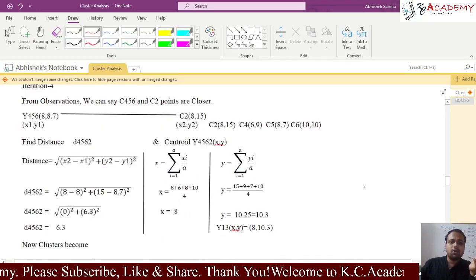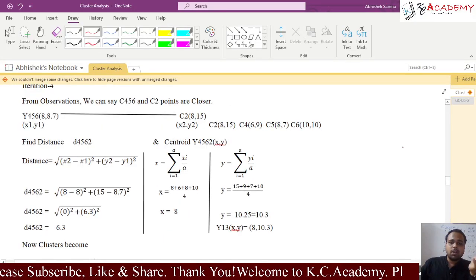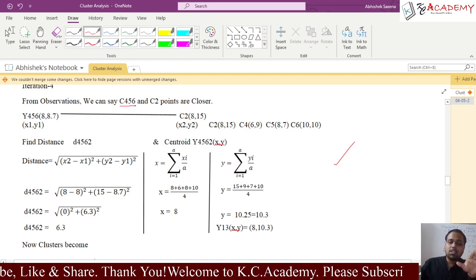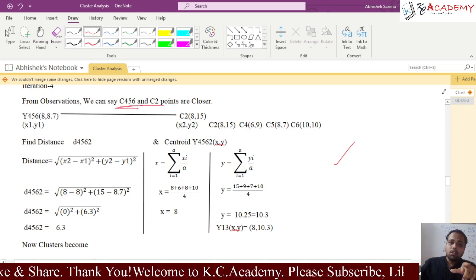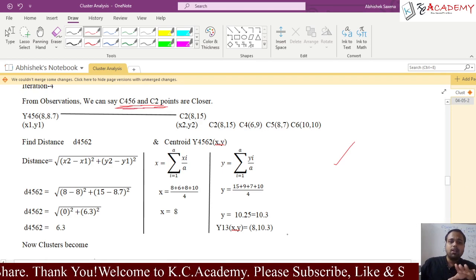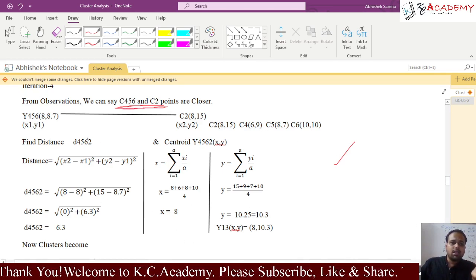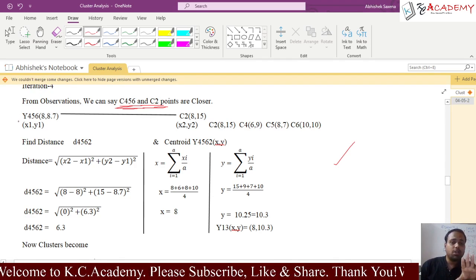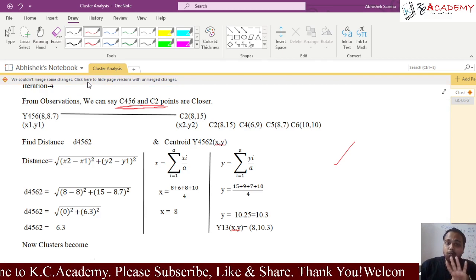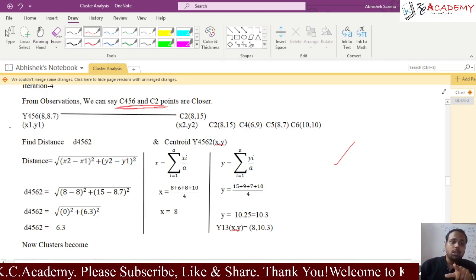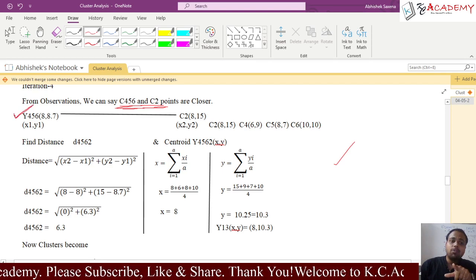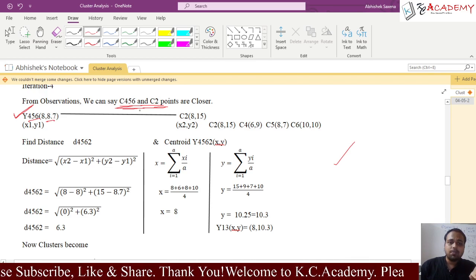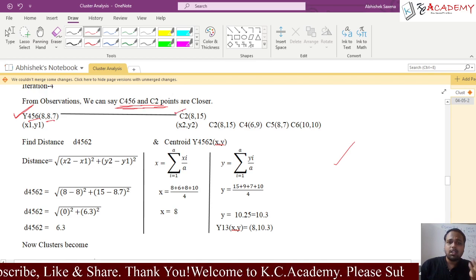I will not explain again, because you can do C456 and C2 the same way. Already you had combined C456. Now the remaining C2 is nearer to C456, so we'll combine C456 with C2. Here C456 is 3 points and C2 is 1 point, so you cannot find distance between 4 points. Again we require 2 points only. So you take the centroid of 456, that is 8 comma 8.7, which we obtained in the last iteration, and then point 2, that is 8 comma 15.